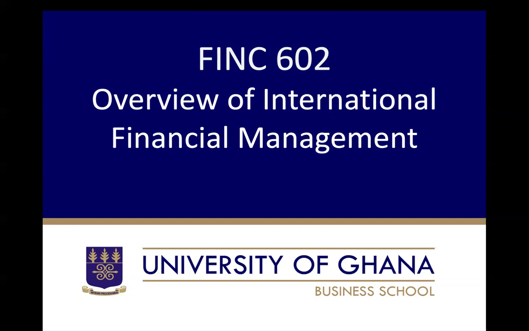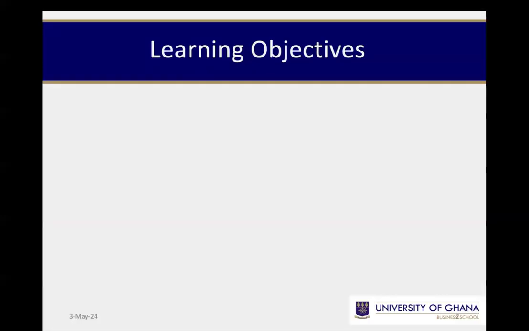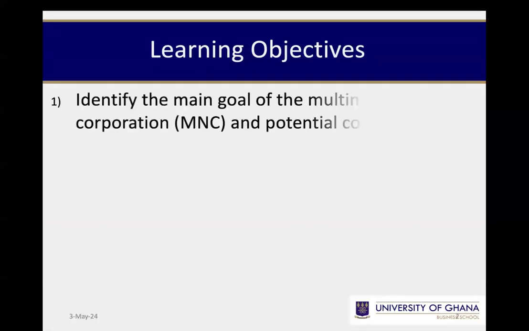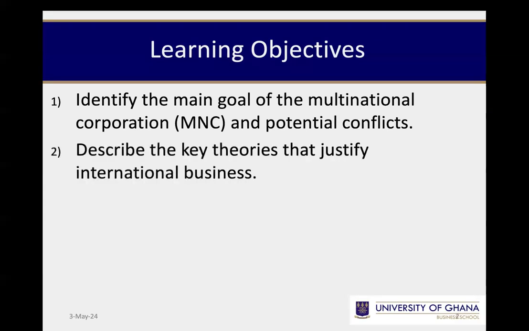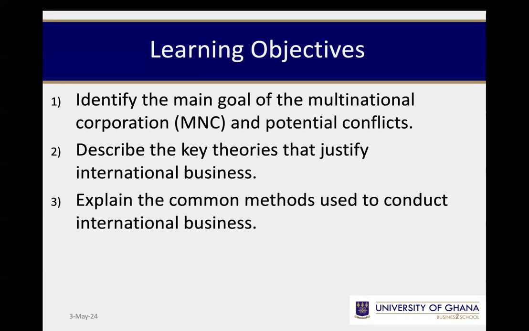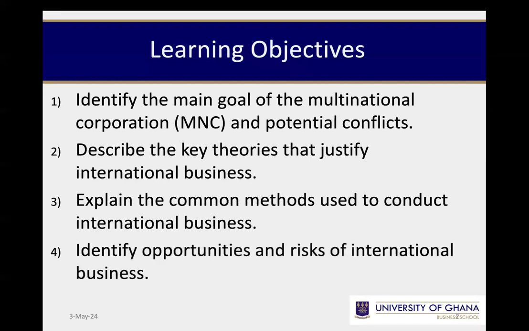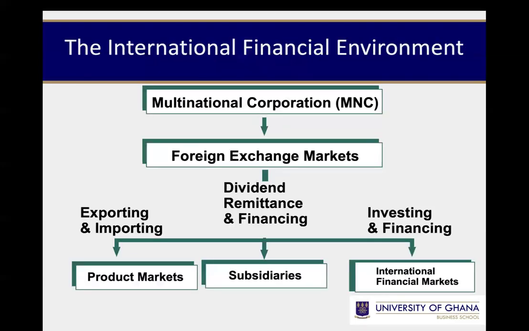For the purposes of this session, these will be our learning objectives. We're going to try to understand what the main goal of a multinational corporation is and the potential conflicts that arise out of that goal. We're also going to describe the key theories that justify international business from the perspective of any entity. Explain the common methods that are used to conduct international business, and identify the opportunities and risks of international business.